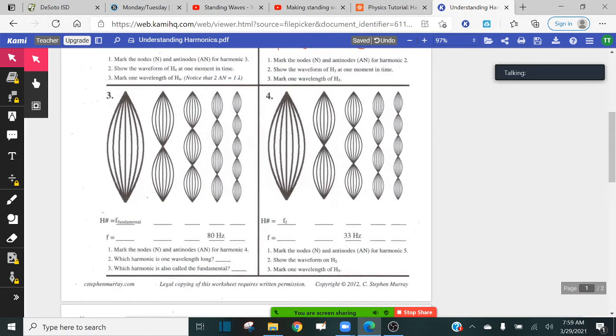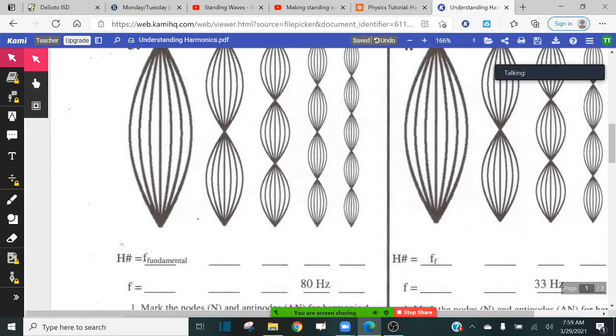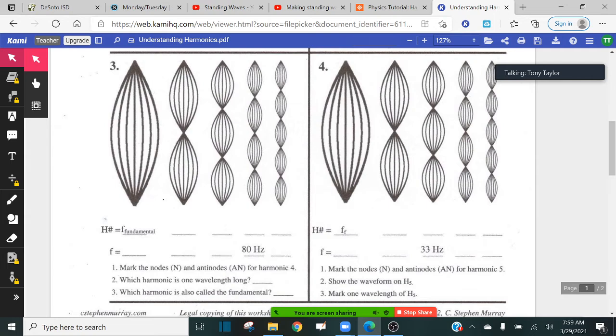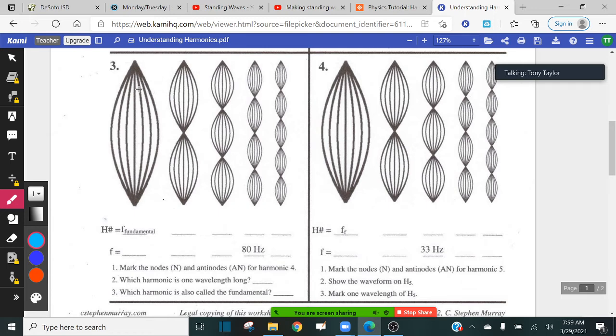Look at number 3 here. Again, I'm not going to work on all of these. I'm just going to do enough for you to get the point. Again, first harmonic, second harmonic, third harmonic, fourth harmonic, fifth harmonic. The first harmonic is always what is known as the fundamental frequency, or the fundamental harmonic, however you want to say it. This right here will be the second harmonic. This will be the third harmonic, fourth harmonic, fifth harmonic.